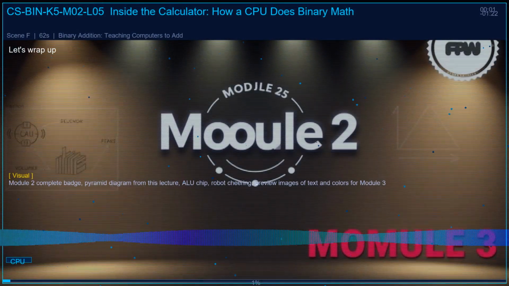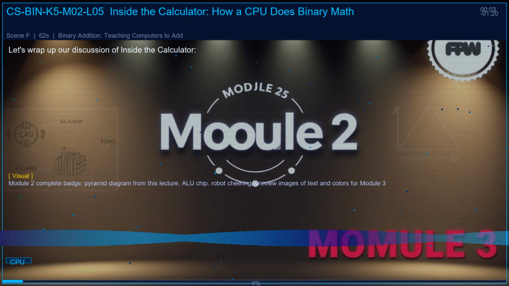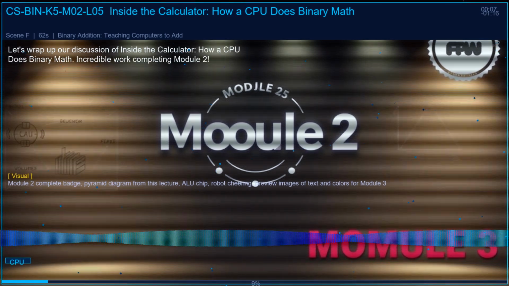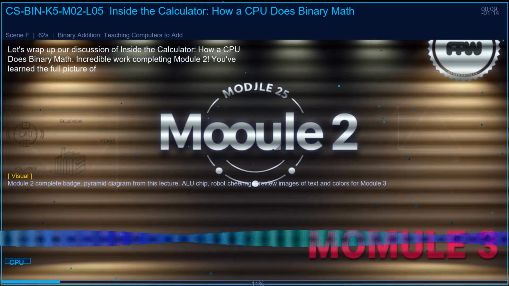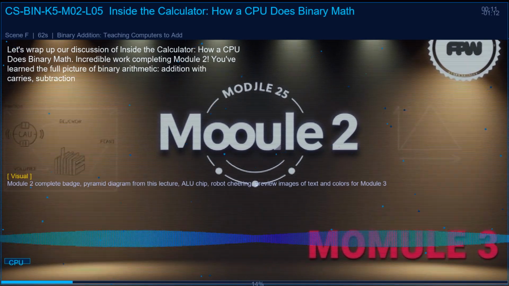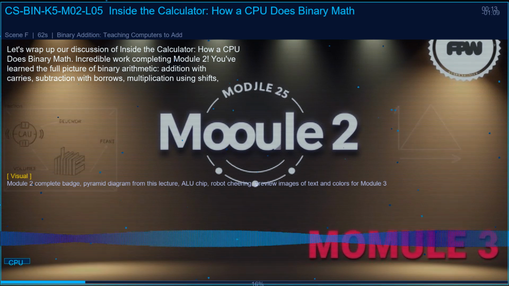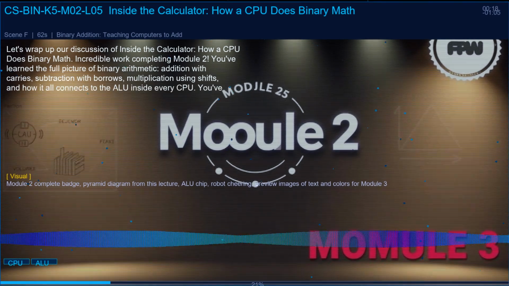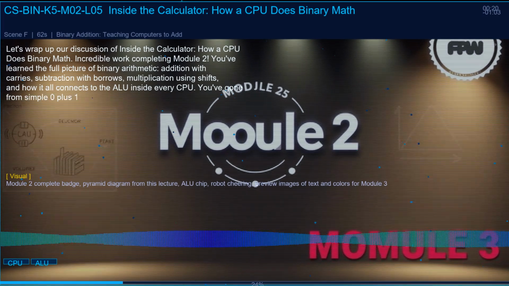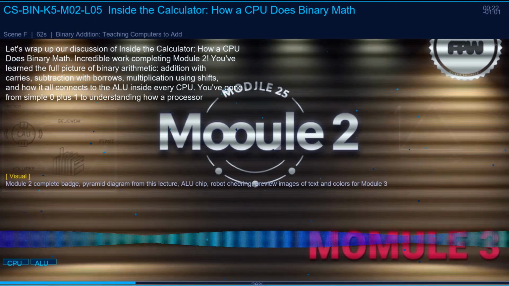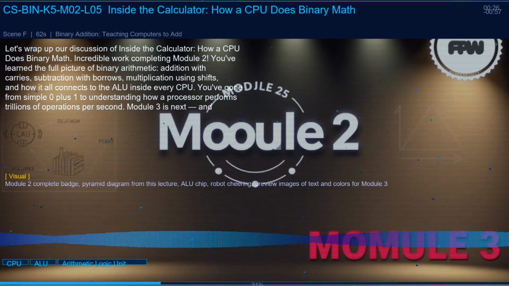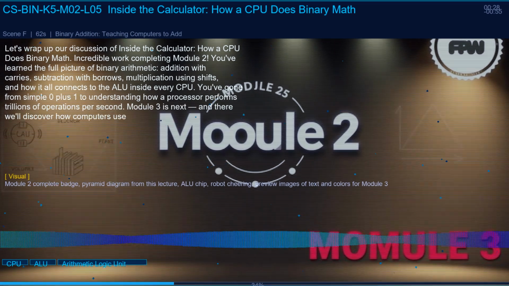Let's wrap up our discussion of inside the calculator, how a CPU does binary math. Incredible work completing Module 2. You've learned the full picture of binary arithmetic, addition with carries, subtraction with borrows, multiplication using shifts, and how it all connects to the ALU inside every CPU. You've gone from simple 0 plus 1 to understanding how a processor performs trillions of operations per second.